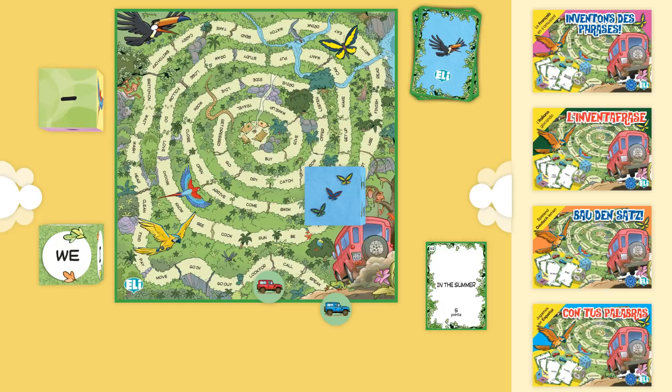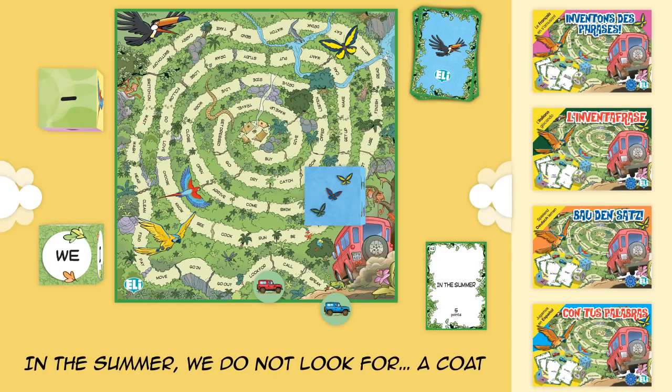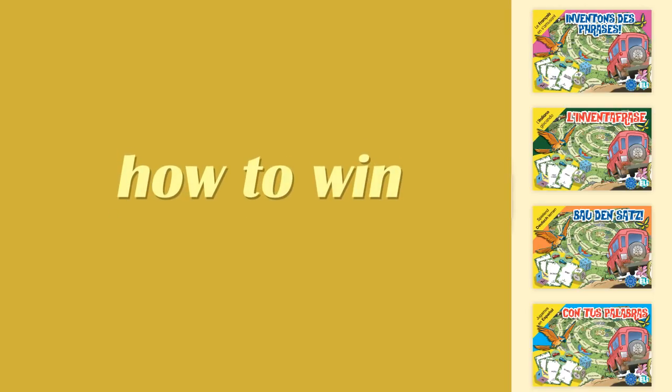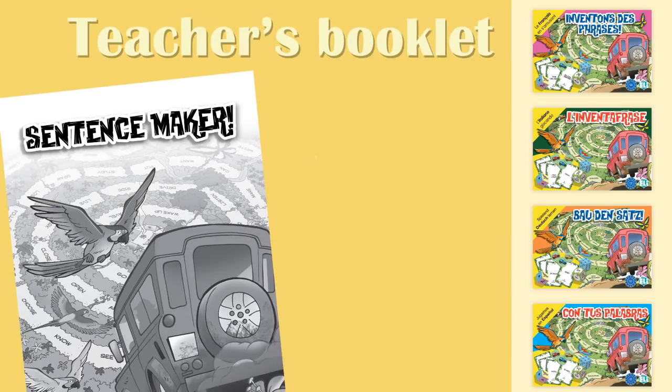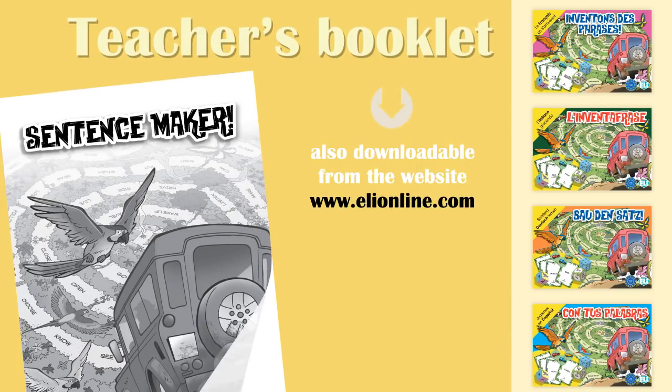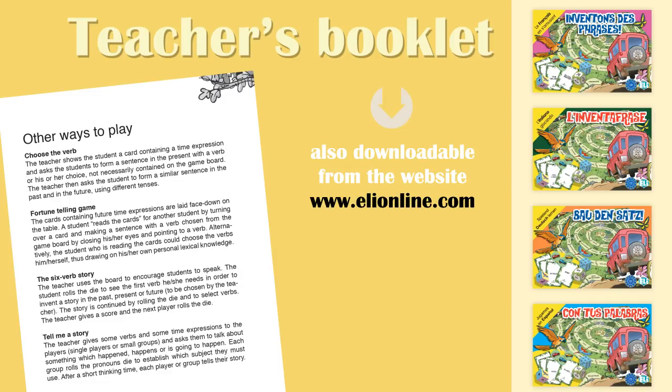Remember, it must have a clear meaning. In the summer, we do not look for a coat. If the team formulates a correct sentence, it earns the points on the card, and the card is placed at the bottom of the pack. The game ends when a team reaches the camp. The winning team will be the one with the highest final score. The teacher's booklet, also downloadable from the website, contains the game rules and suggestions of different other ways to play.